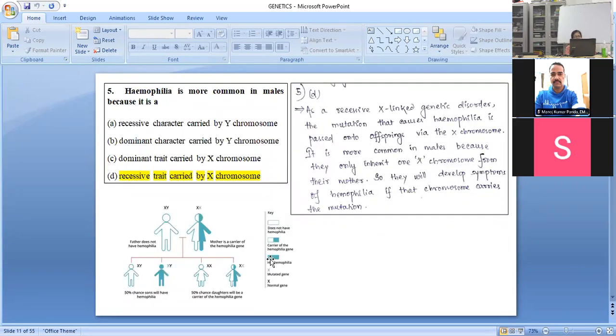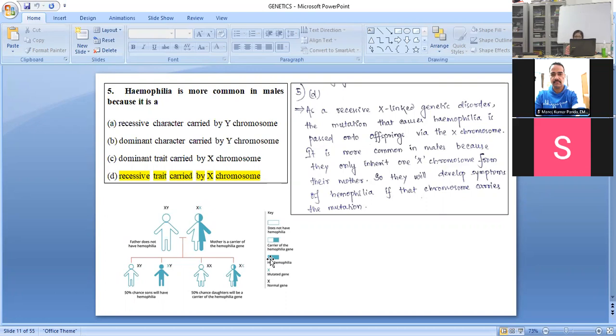Now, hemophilia is more common in males. Why? Recessive character carried by the Y chromosome, recessive character carried by the X chromosome, dominant character carried by Y, or dominant trait carried by X. So the best option, the only option, is recessive trait carried by the X chromosome. As we have already seen in the first question, it's a recessive X-linked genetic disorder. The mutation that causes hemophilia is passed to offspring by the X chromosome only.